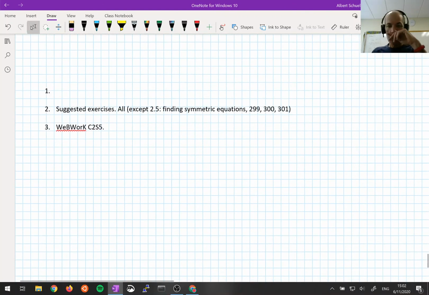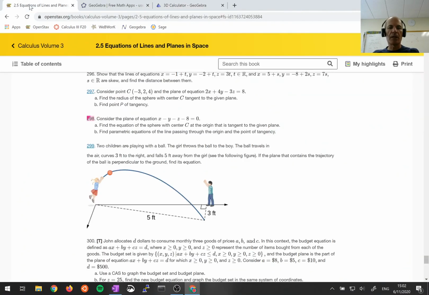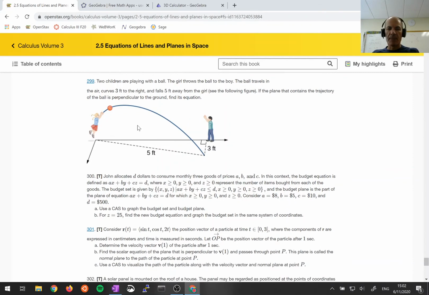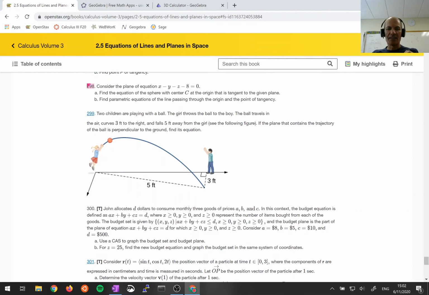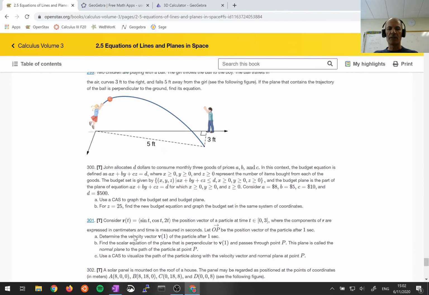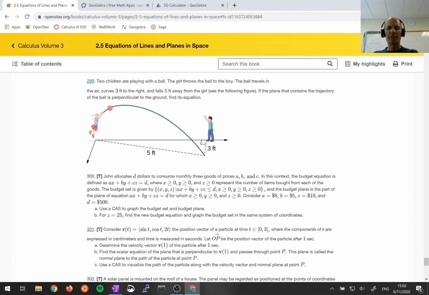Okay, suggested exercises. I want you to do all, or at least consider all of the exercises in section 2.5 except for these three, 299, 300, and 301. What's special about those three? All of these are talking about, let's see, 299. Gosh, I don't remember why I excluded these. Oh, I think I don't want us thinking about these parametric curves just yet. We're going to get there soon enough, but let's talk about them when we get there and not at this point. So I think that's what I didn't like about them, was these parametric curves.